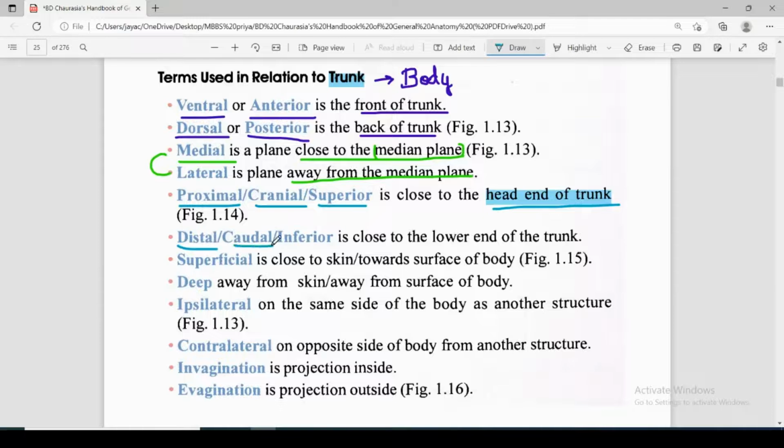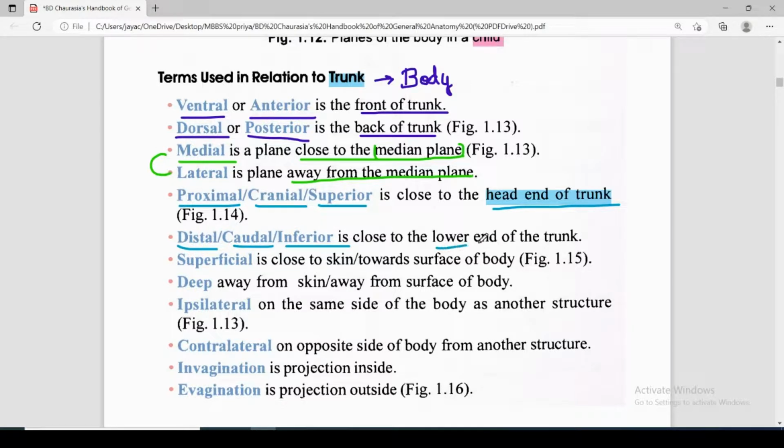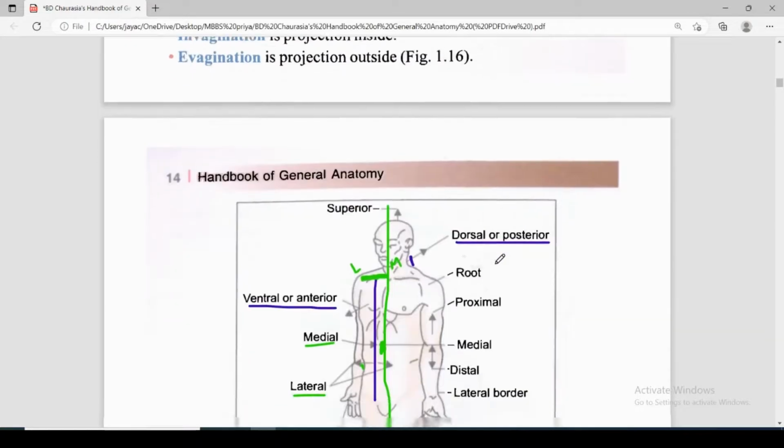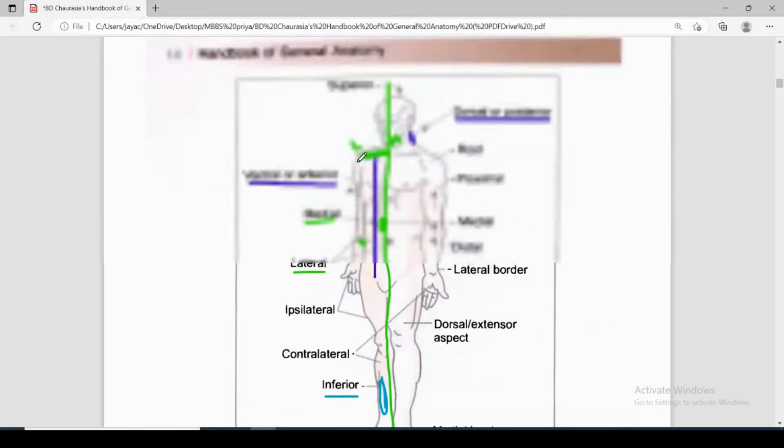Distal, caudal or inferior. Normally inferior is like the lower end of the trunk. So the lower end of the body, we say it to be inferior. Okay, this is the inferior part, lower end of the body, inferior.